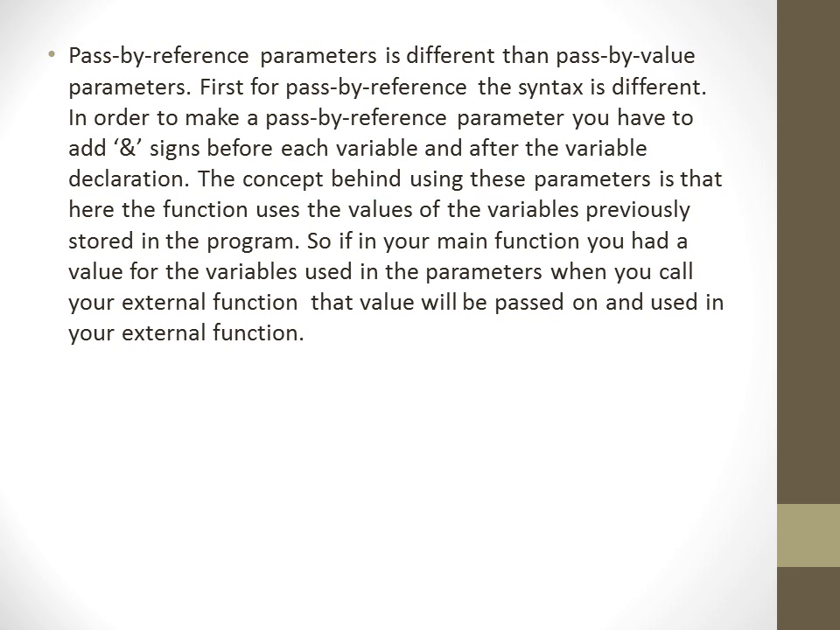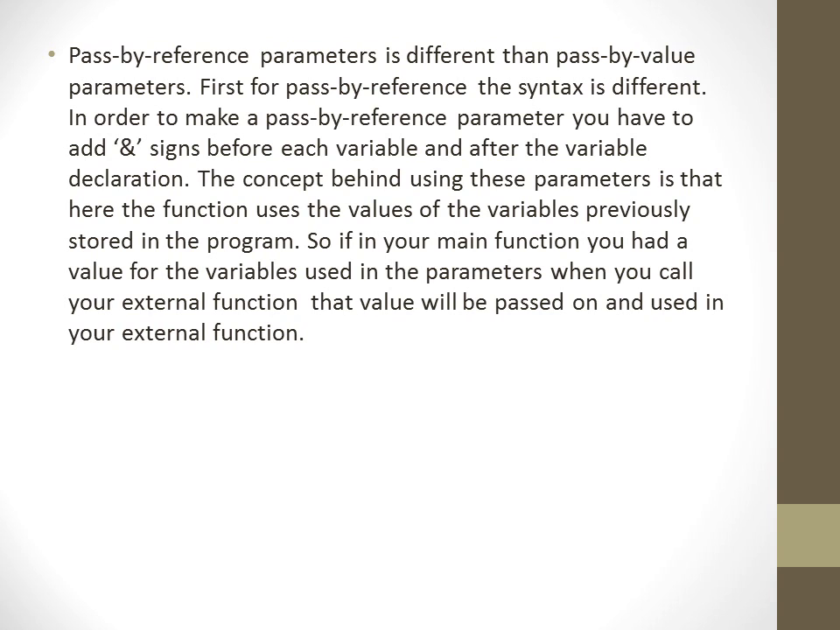Here we have pass-by-reference parameters, which are different from pass-by-value parameters. There are two different types of parameters, and in pass-by-reference parameters we have a different syntax between the declaration of our variable and the variable itself. For example, if one of our parameters is int num1, the and sign would be right between int and num1.